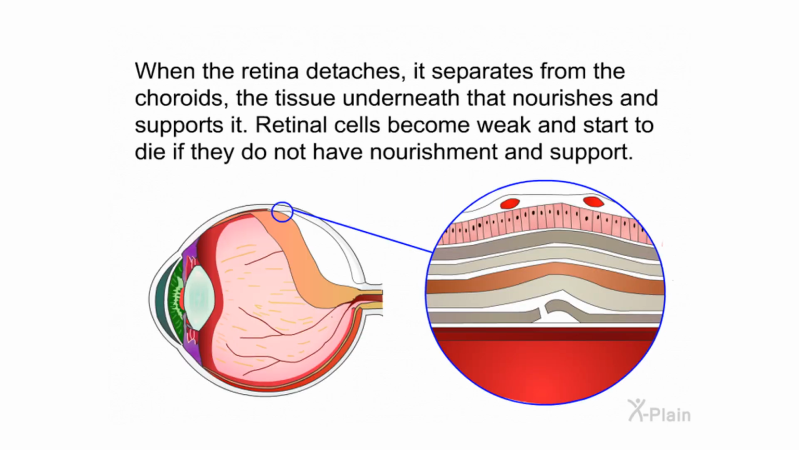Complications. When the retina detaches, it separates from the choroid, the tissue underneath that nourishes and supports it. Retinal cells become weak and start to die if they do not have nourishment and support.